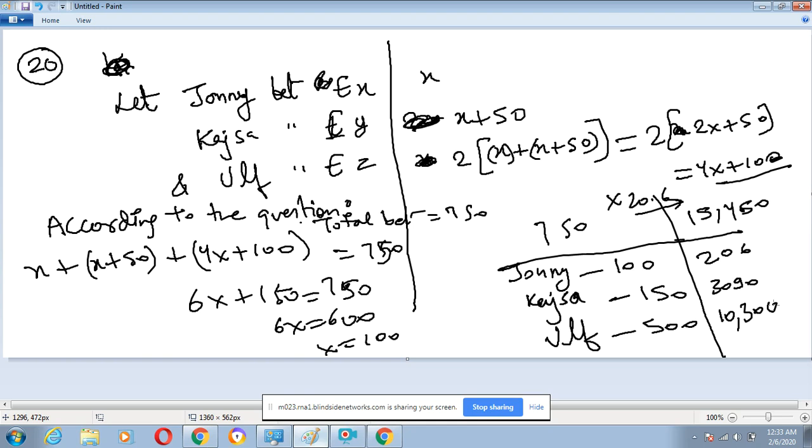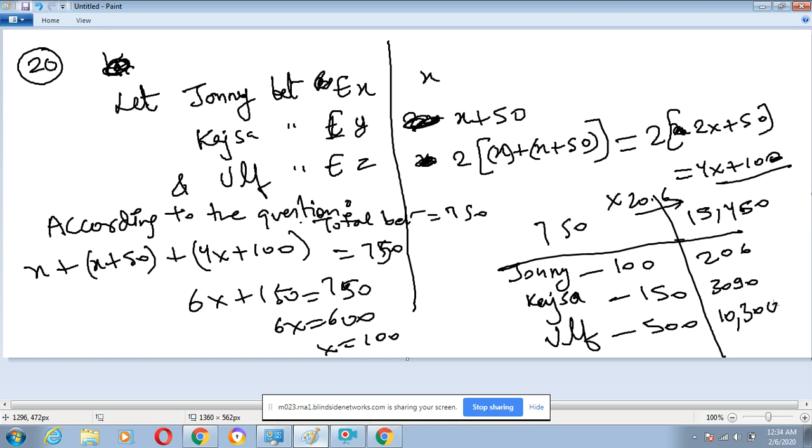Now when I put the value of x back in the starting three lines, I get the value for how much Johnny bet, Khatsa and Ulf. Johnny x, Khatsa x plus 50, Ulf 4x plus 100. So when you put the value of x as 100 here, you get 100, 150, 500, correct?